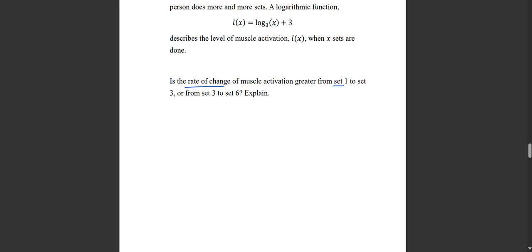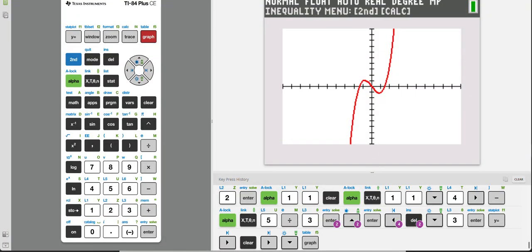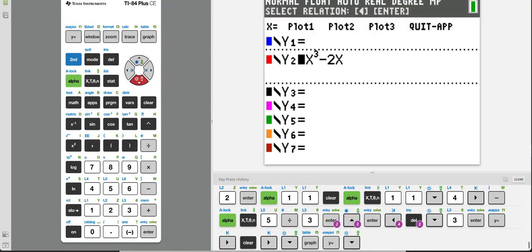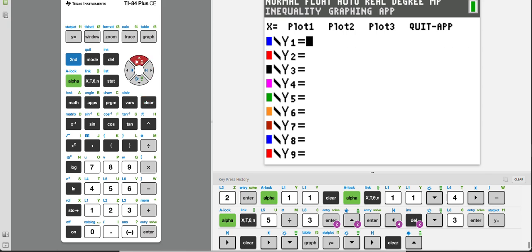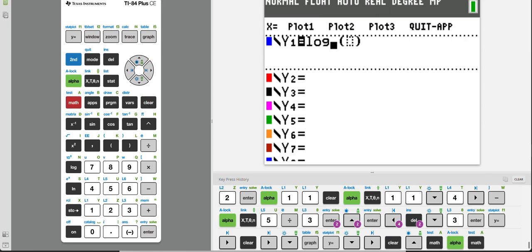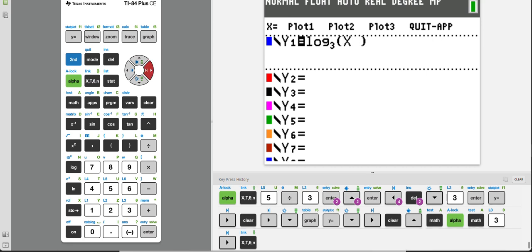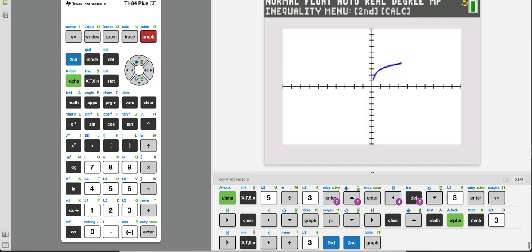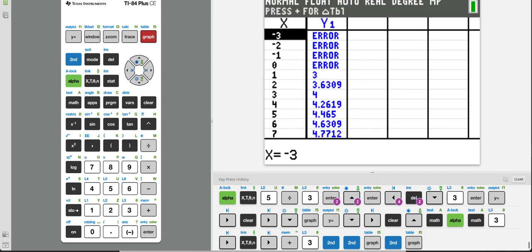So let's look at this first one here, set 1 to set 3. I did 1 set, what's my muscle activation? I did 3 sets, what's my muscle activation? We can look by just graphing it. So I'll graph log base 3 of x plus 3, and it looks like that. I can also look at the table.